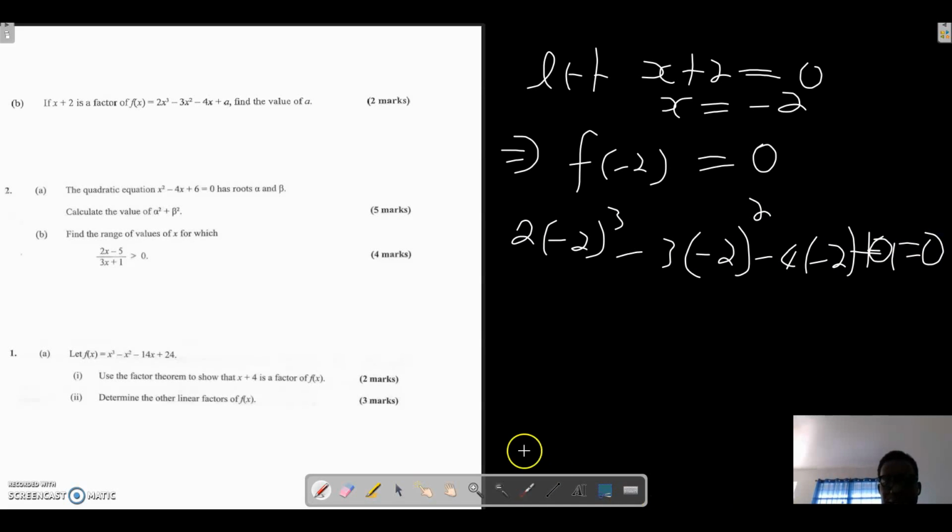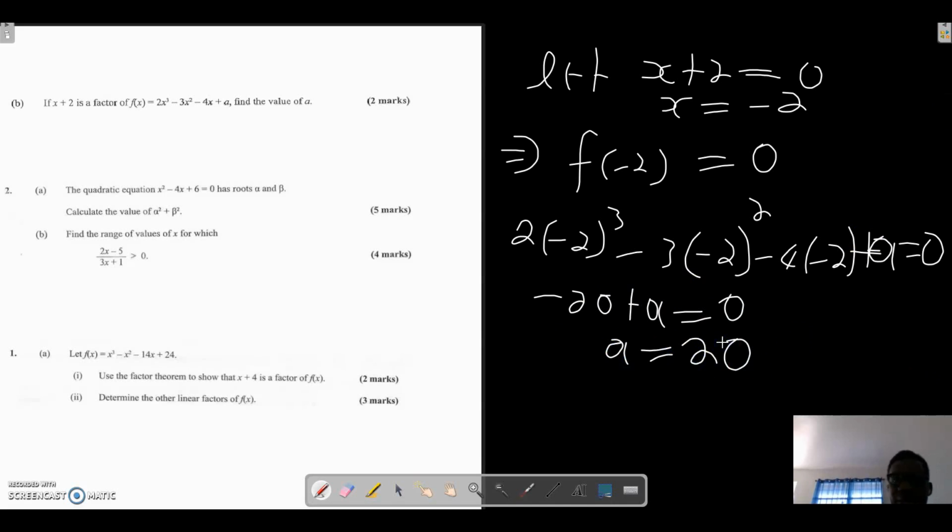Now we can use a calculator to work out most of this. So you don't have to manually work this out because you're allowed to use a calculator. So we have negative 20 plus a is equal to 0. To get a, we simply carry over the 20. So a is equal to positive 20. And that's the value of a provided that x plus 2 is a factor.